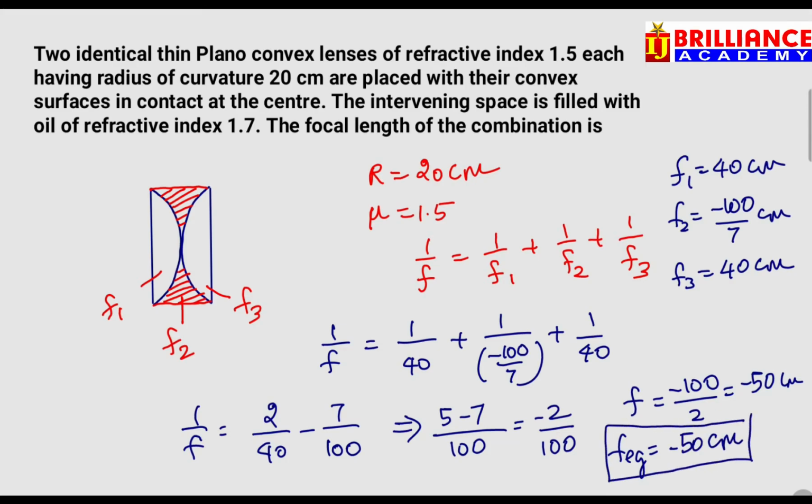So this is the answer, and this answer will be there in some of the options, so you have to choose that option. So the equivalent focal length of this combination, there are three lenses, two plano convex lenses and one in between portion considered as a concave lens, the equivalent focal length is minus 50 centimeters.